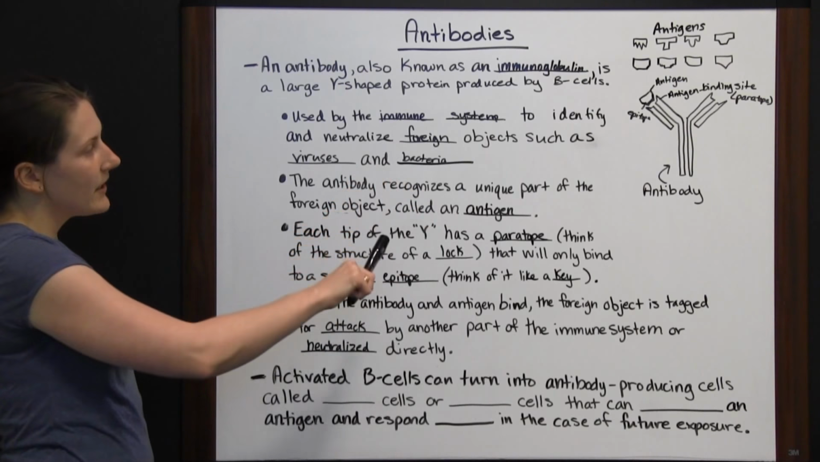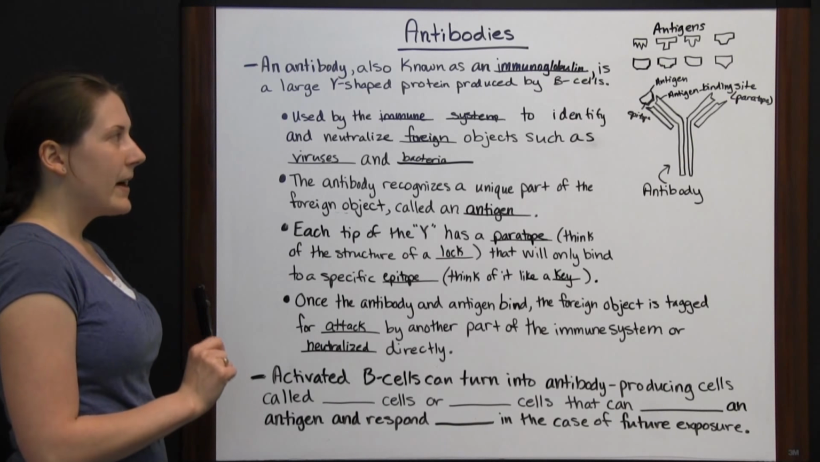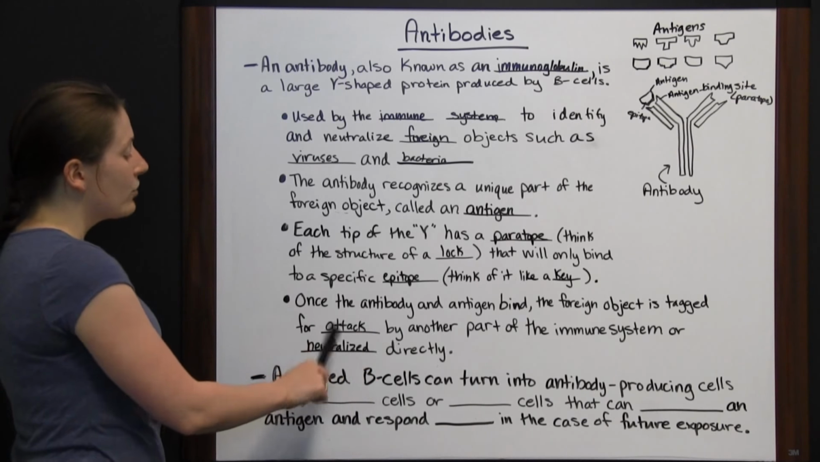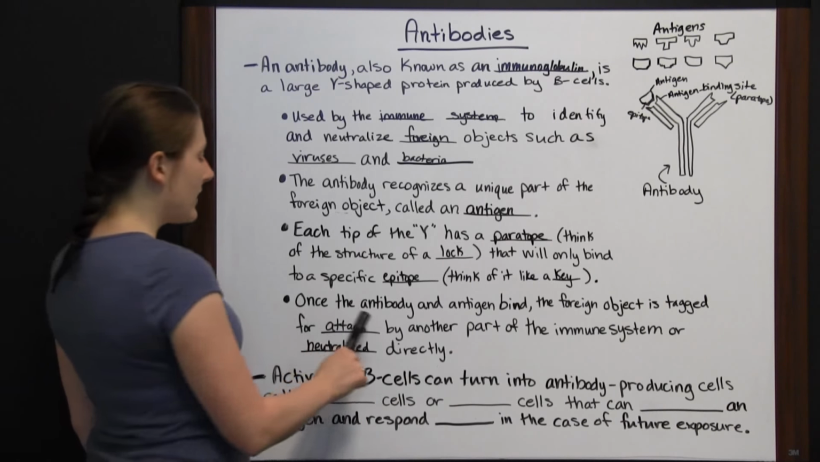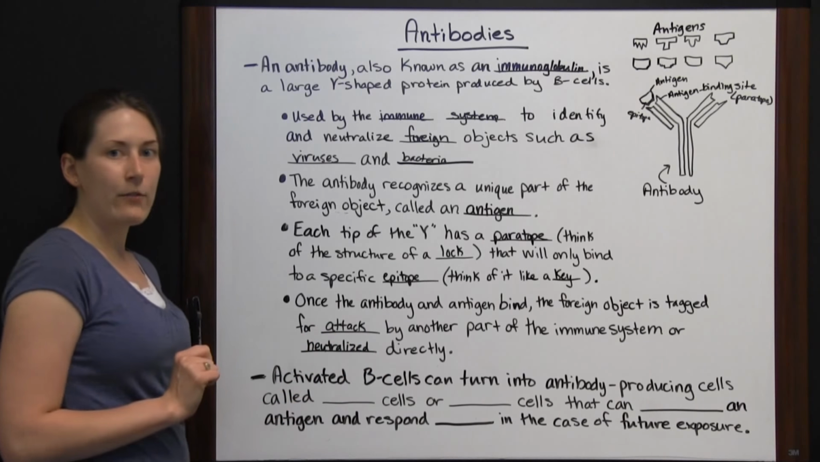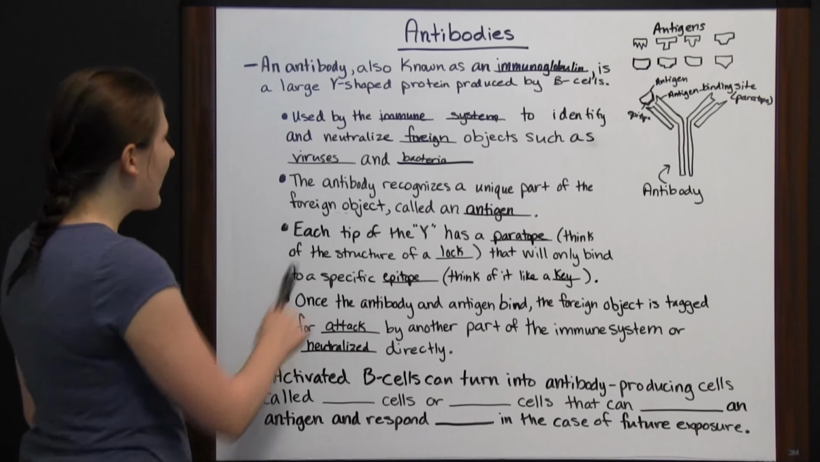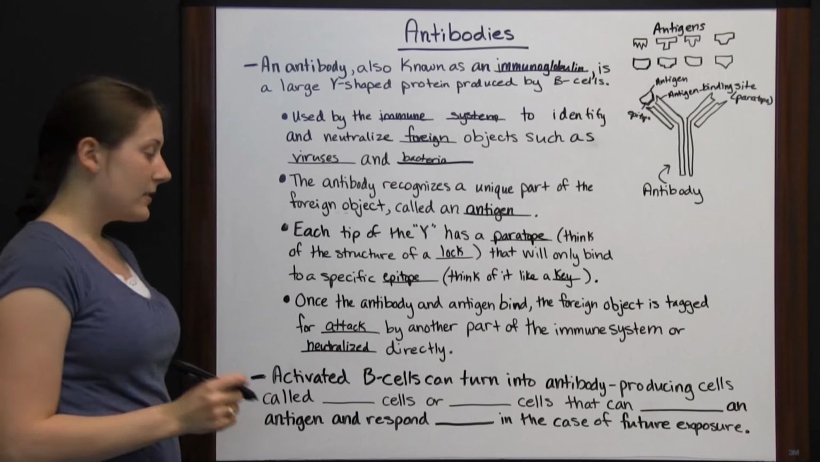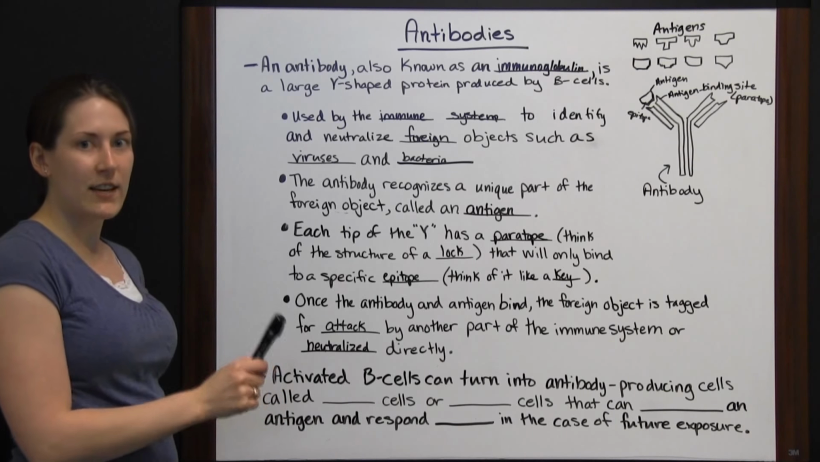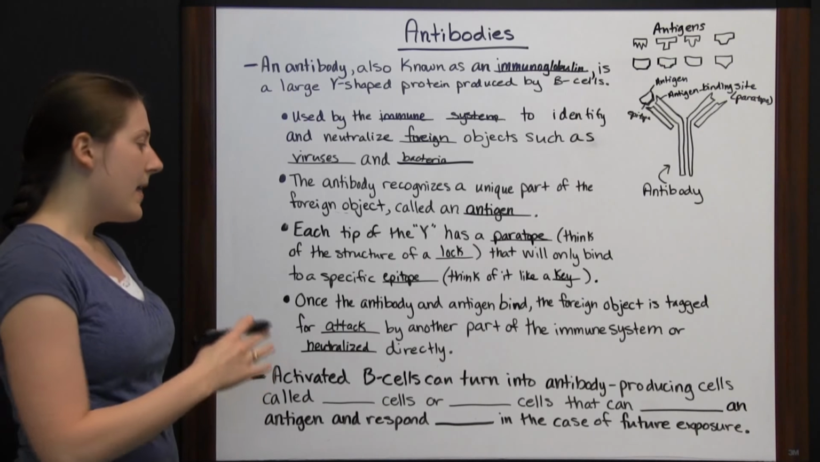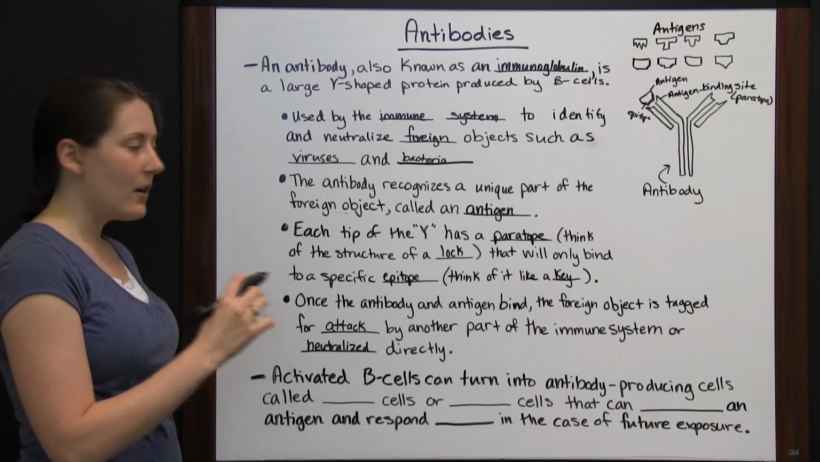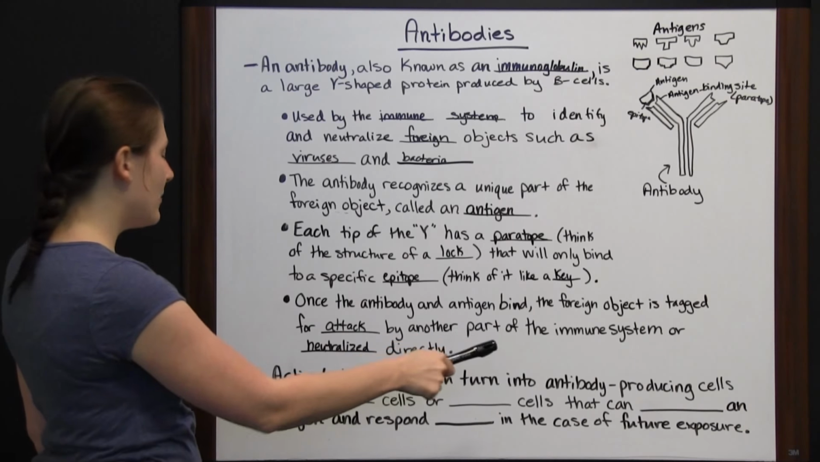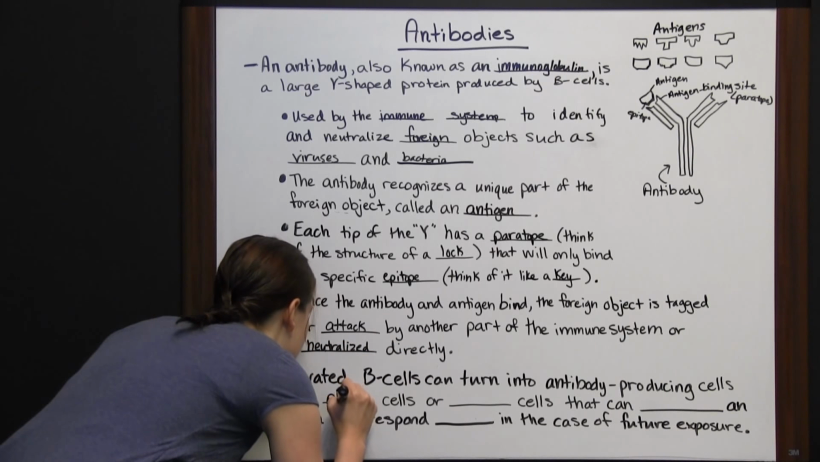So now that you've seen your antibody and seen how it binds to antigens and how it can either get rid of or neutralize the foreign objects directly or alert the attack for another part of the immune system, let's go back to the B cells. Remember, antibodies are produced by B cells. So once a B cell has been activated, once there's some foreign object in your body that the B cells know about and they say, okay, we've got to do something now, we've got to get rid of this, the B cells can turn into antibody producing cells called plasma cells.